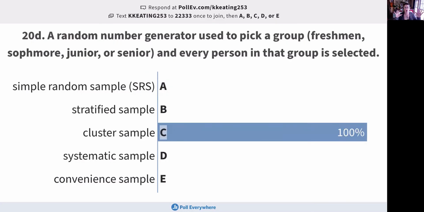Put them into 4 groups, and we use a random number generator to pick a group, and then every person in that group is selected. You're absolutely correct. That's a cluster sample. The key in this one is that every person in that group is selected. We're taking clusters to participate.